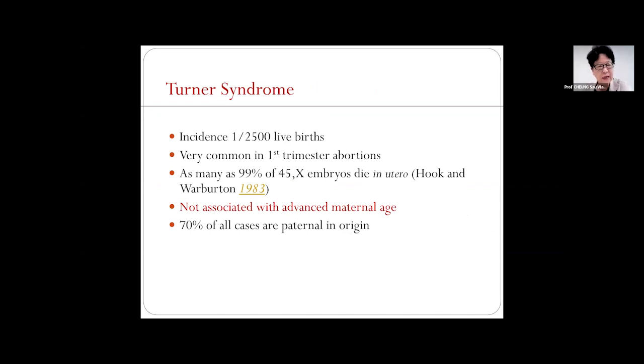So the most common one is Turner syndrome. Turner syndrome actually has quite a bit of variety, which I will show later. The incidence is 1 in 2,500 live births. It is very common in first trimester abortion, and as many as 99% of 45,X embryos die in utero. It is not associated with advanced maternal age. 70% of all cases are paternal in origin.